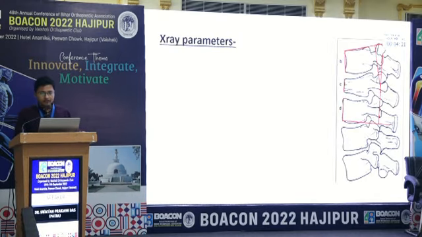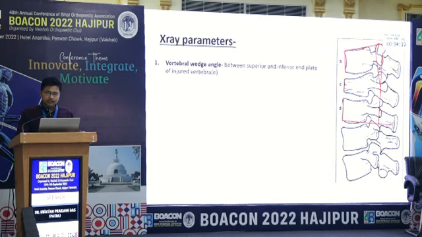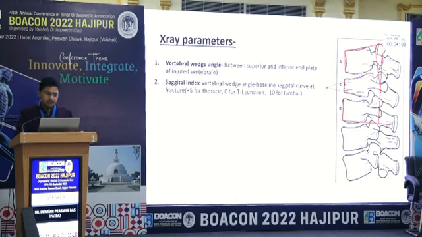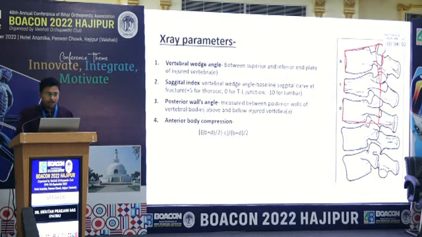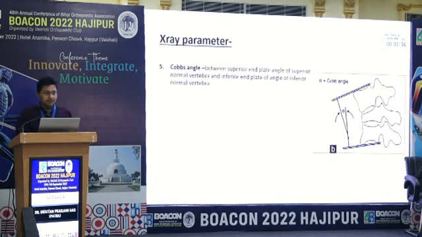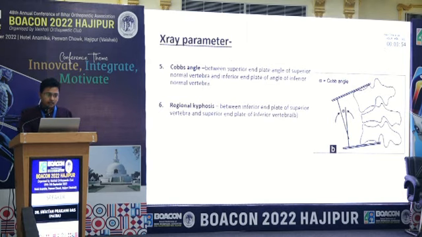Now the X-ray parameters which we took into consideration were the vertebral wedge angle, as shown in the diagram, the angle between the superior and the inferior end plate, and then the sagittal index, which is the vertebral wedge angle minus the baseline sagittal curve at the particular fracture site. Then the posterior wall angle, then anterior body compression, and the other X-ray parameters like the Cobb angle and the regional characteristics.